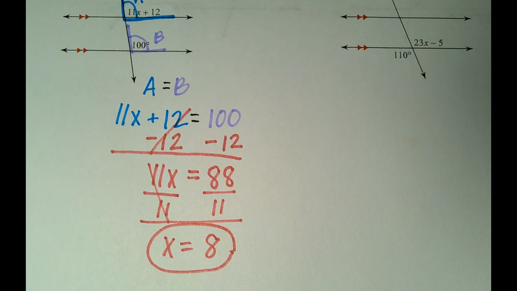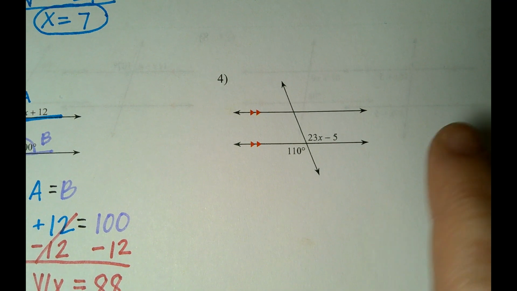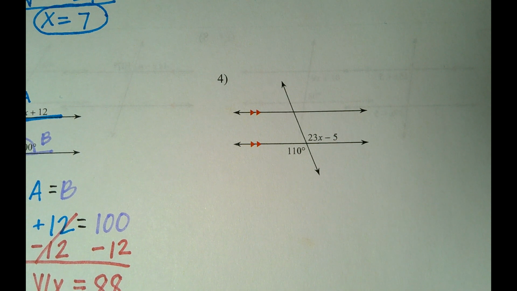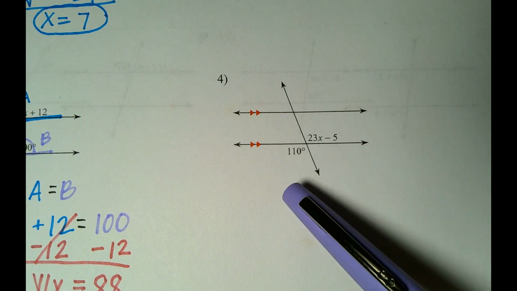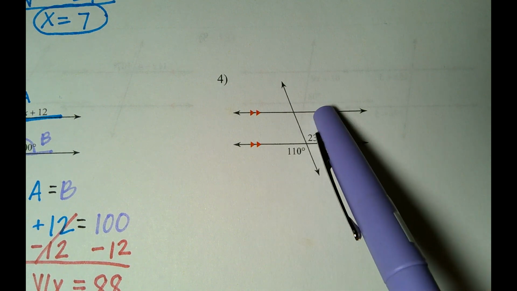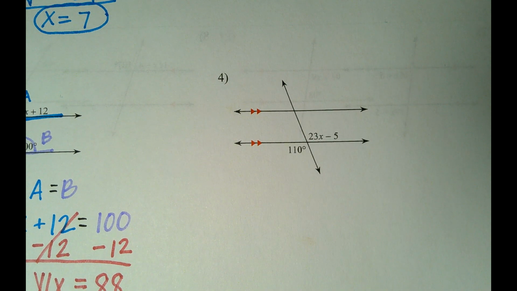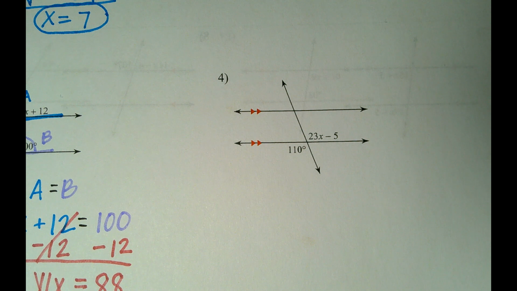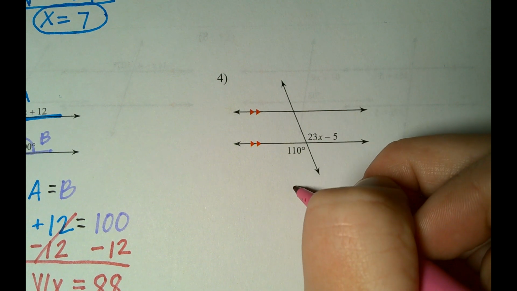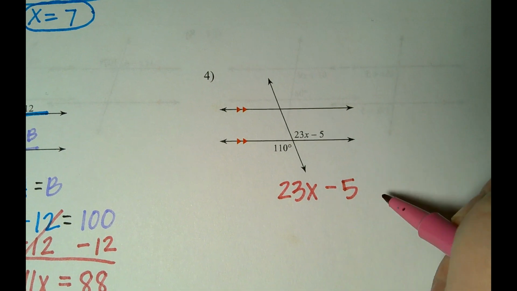Okay. Are we ready for number 4? Let's look at 4. How are these angles related? They are equal to each other. What's that relationship called when they're right across from each other? Vertical. These are vertical angles, and vertical angles are equal. So, basically like number 1, what's the equation I would write? 23x minus 5 equals 110.